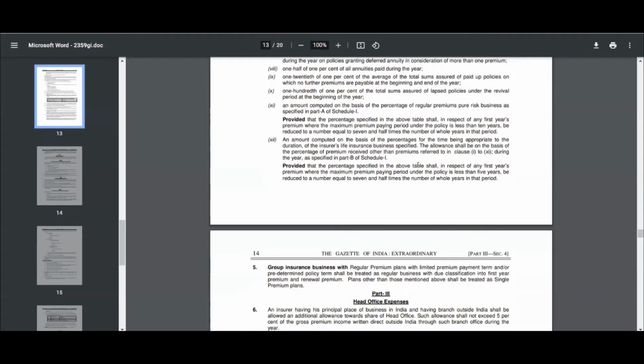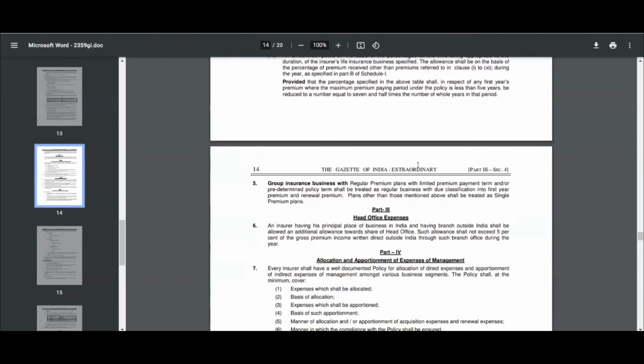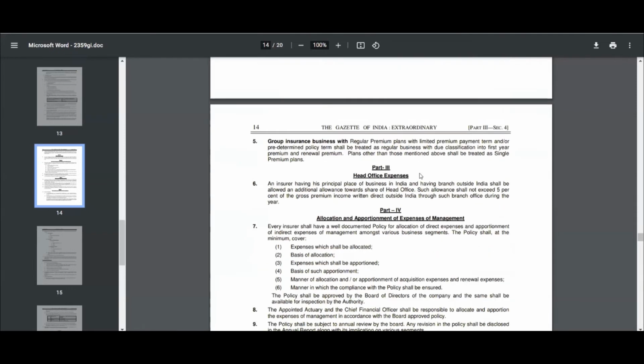There is an extra allowance for the expense management policies: if the insurer has its principal office located in India, and it also sells business to branches located outside India, then the allowable limit would not be more than 4% of the total premium that is written outside India, right? Now, what is the underlying rationale for the breaking up of the expense? So this is the basis of allocation.